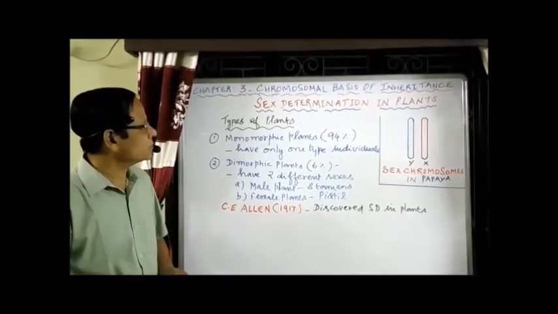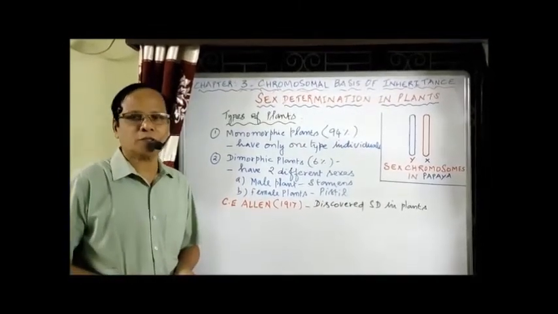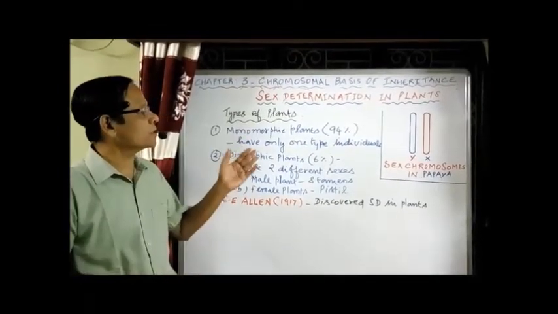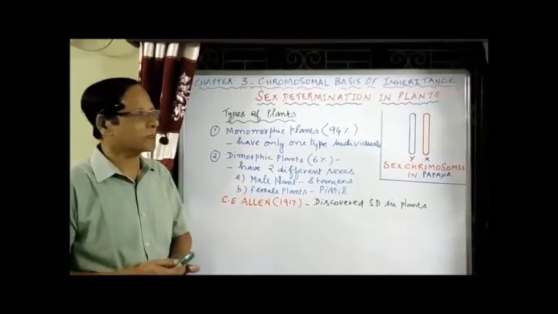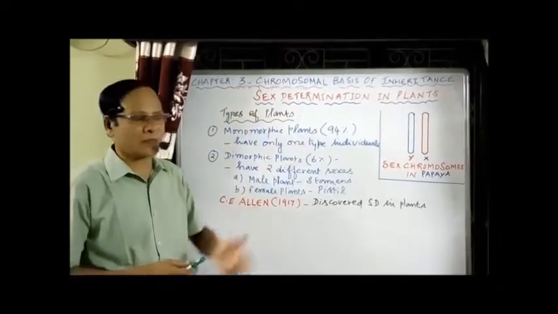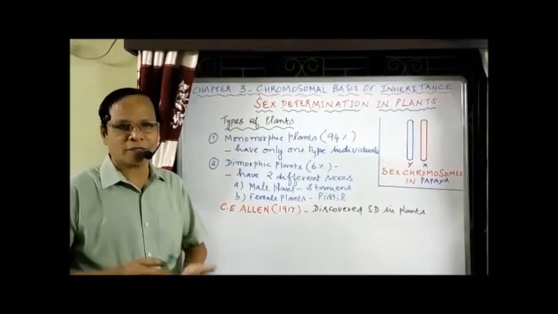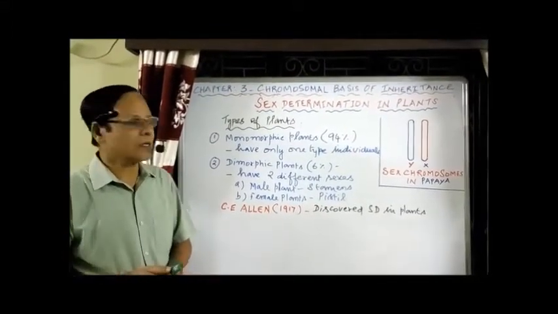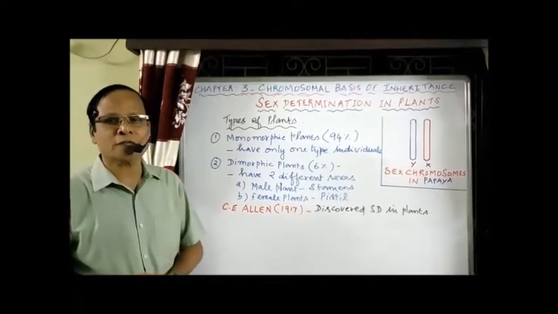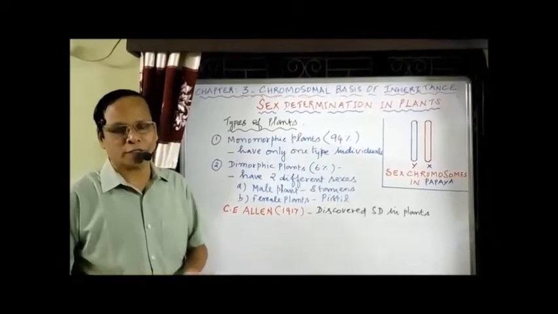Students, we have to shift on to the next part of the lesson, chromosomal basis of inheritance, that is sex determination in plants. You have studied sex determination in the case of animals, different types of mechanisms. Likewise in plants also, sex is determined in different ways.